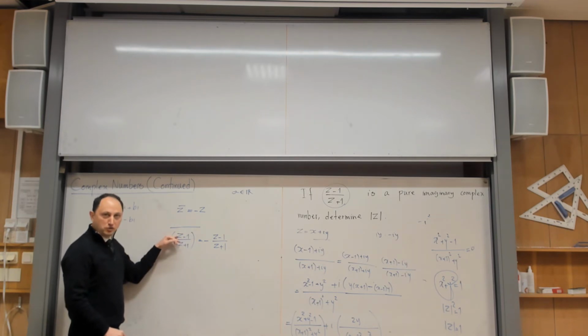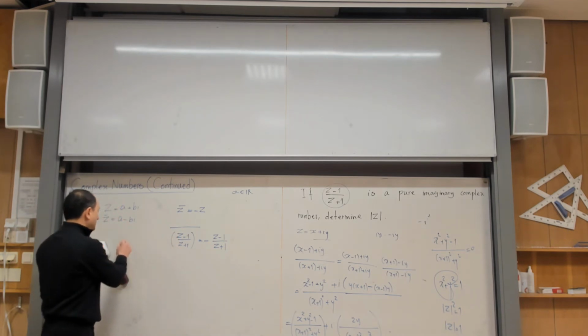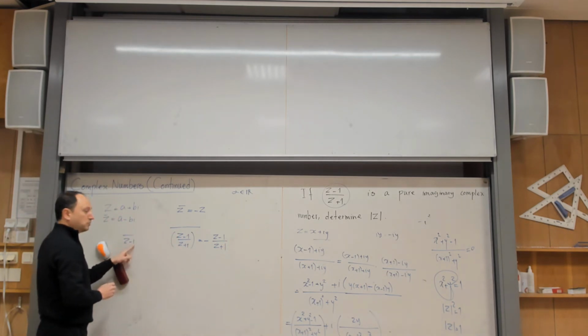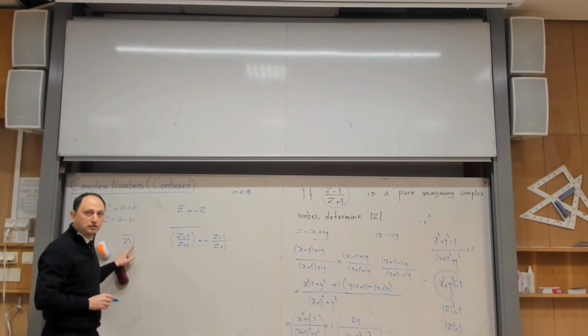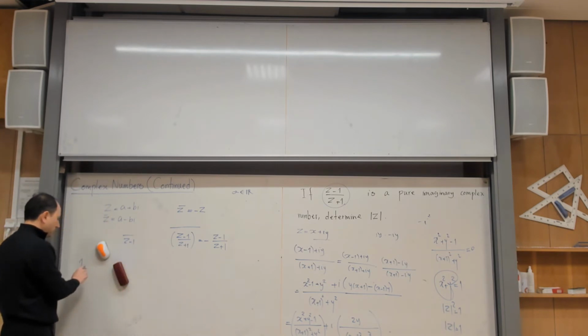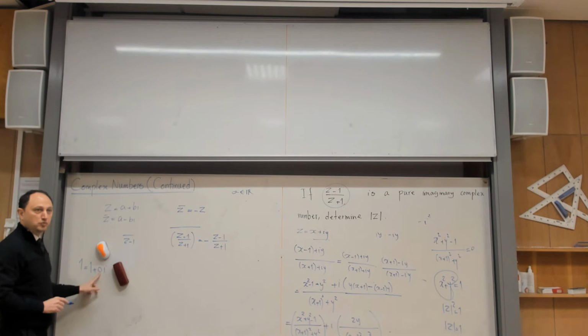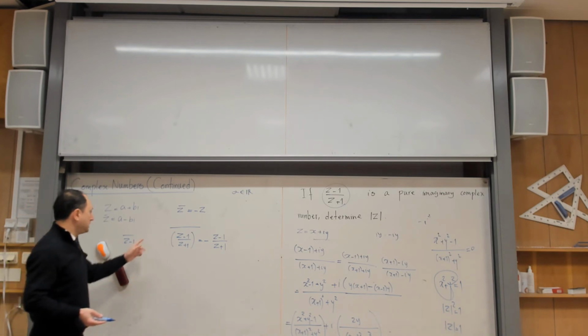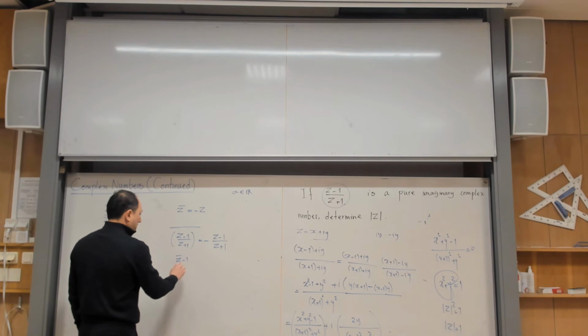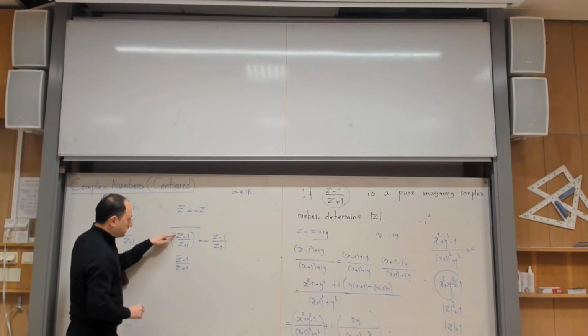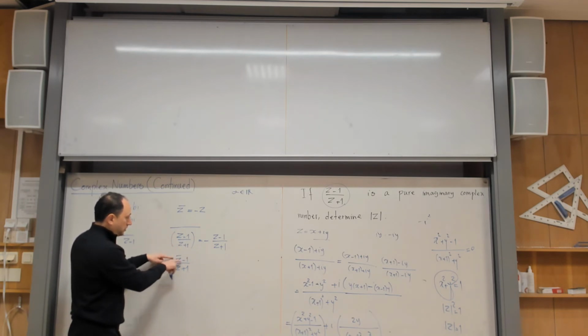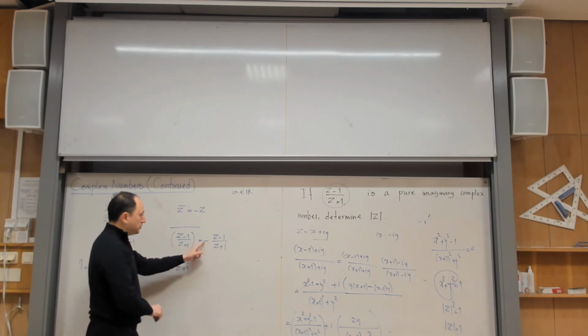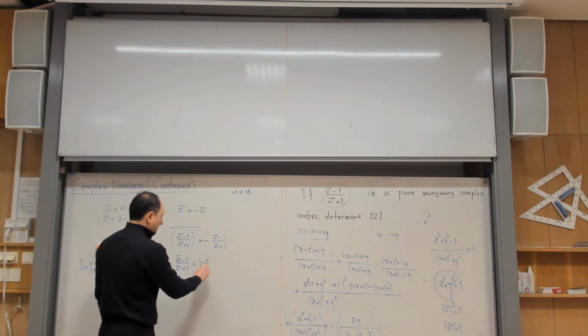It becomes bar of the numerator over bar of the denominator, and bar of the numerator means bar of this one minus bar of that one. But what is 1 bar? It is 1 itself, because 1 is 1 plus 0i, and if you change 0 to minus 0, it doesn't change. So I can immediately write z bar minus 1 over z bar plus 1. And if you don't mind, let me multiply this minus sign in.